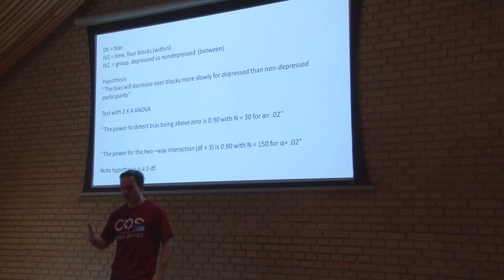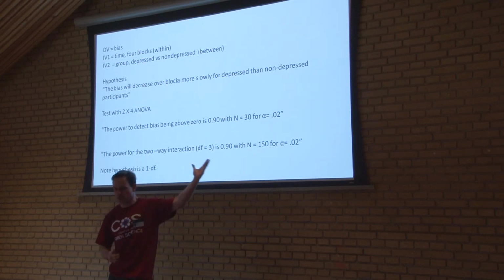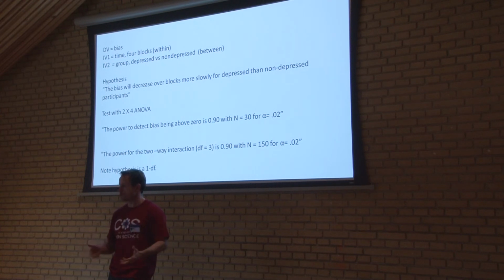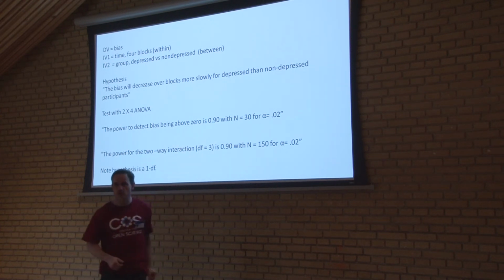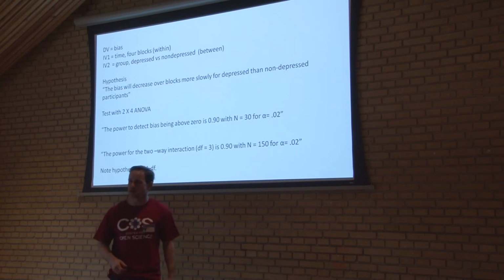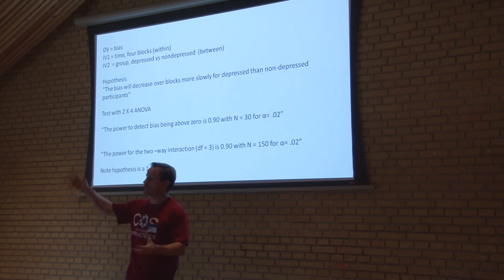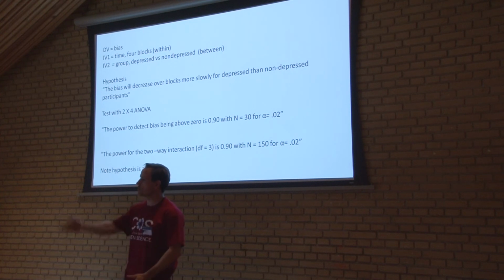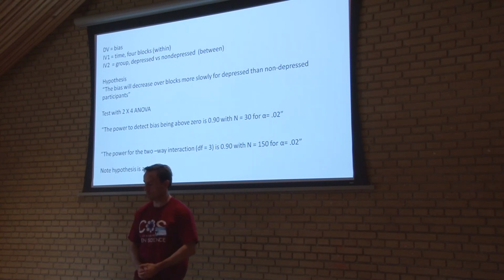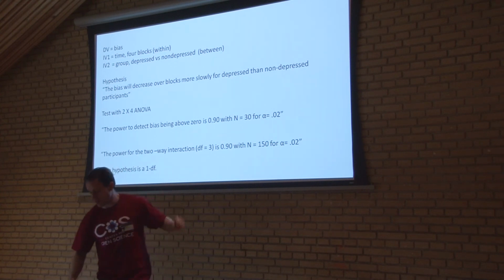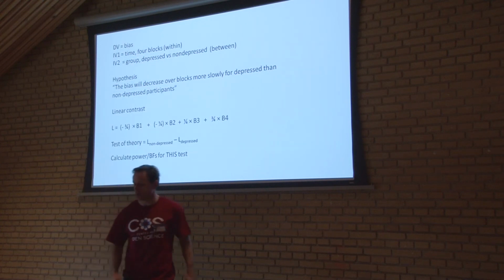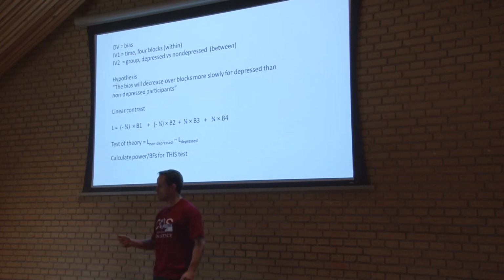A bit closer is to say, well, here's the hypothesis, so we're going to work out the power for the two-way interaction with 3 degrees of freedom. But the hypothesis given here is a 1 degree of freedom hypothesis. 1 degree of freedom means an effect increases or decreases. If you can say something increases or decreases, that's 1 df. So in order to test that theory, you need a 1 degree of freedom test of it. You need, say, in this case, a linear contrast.